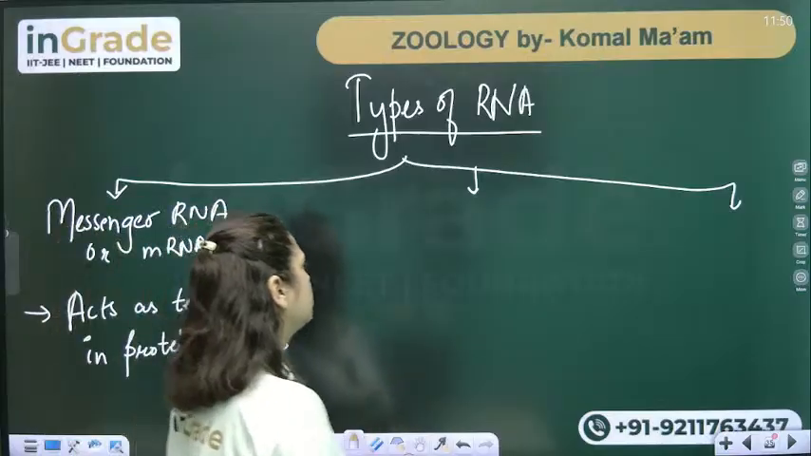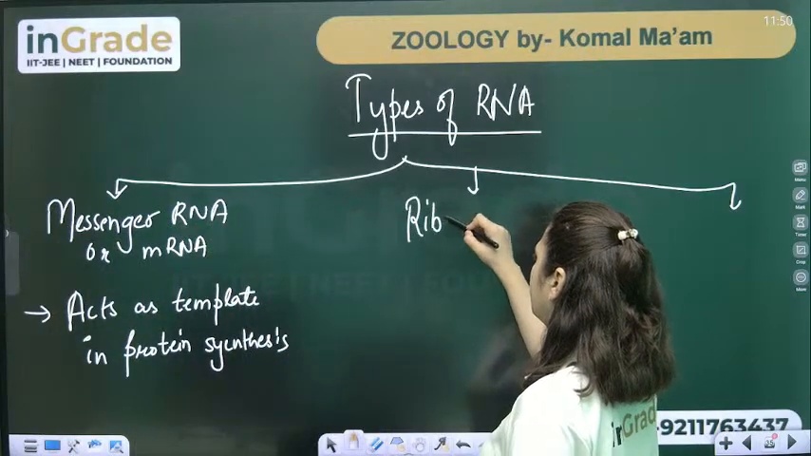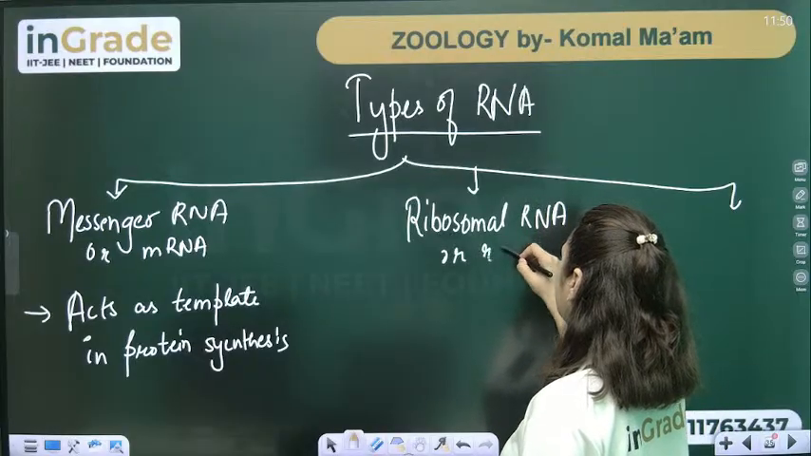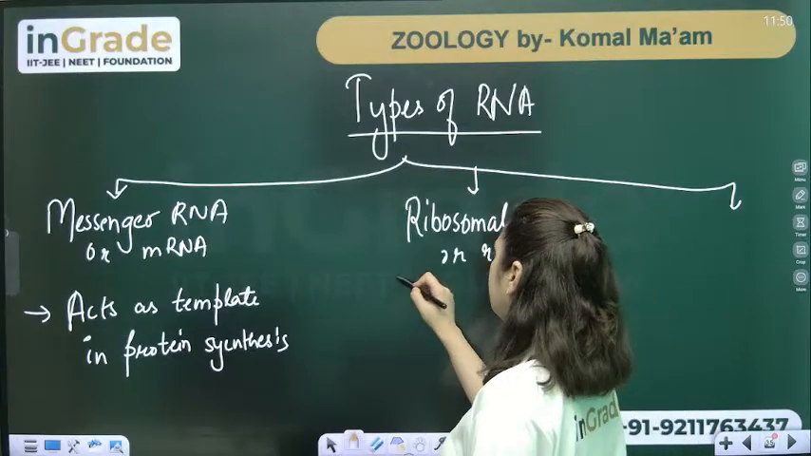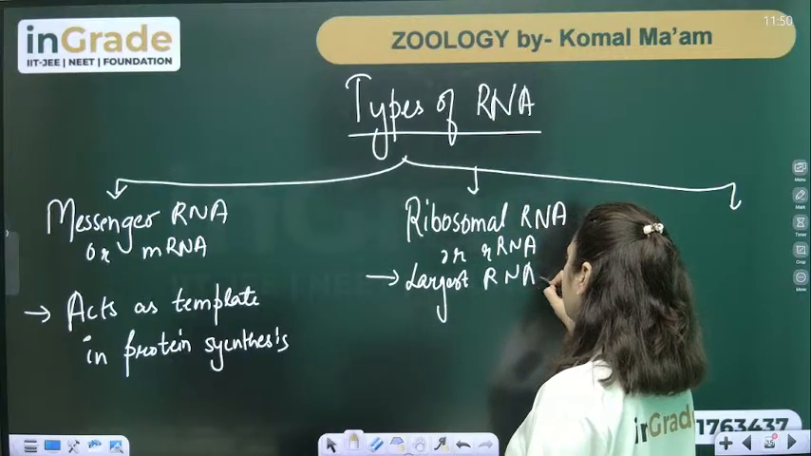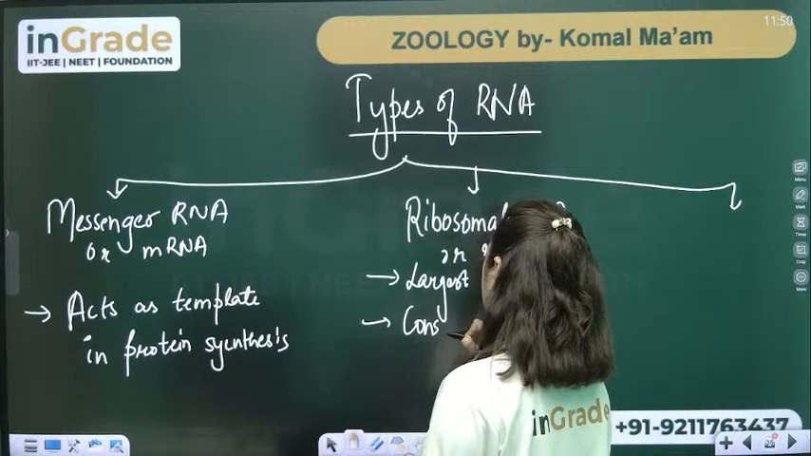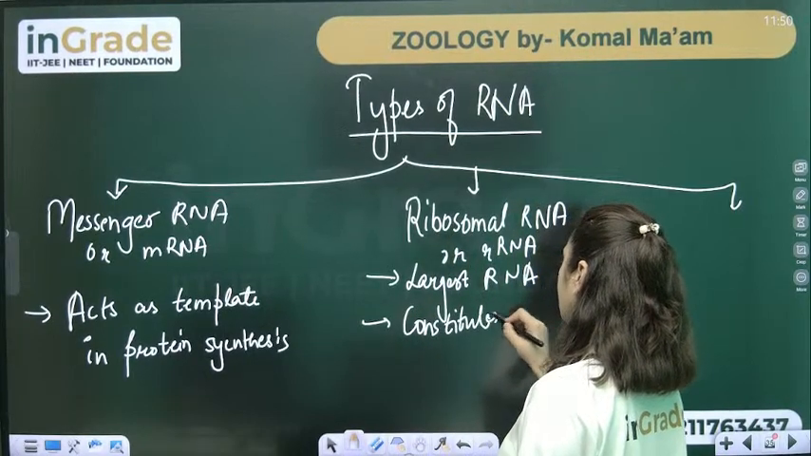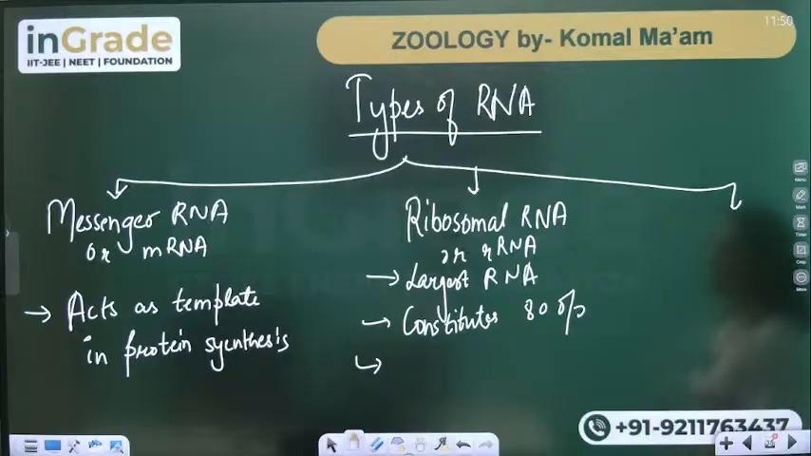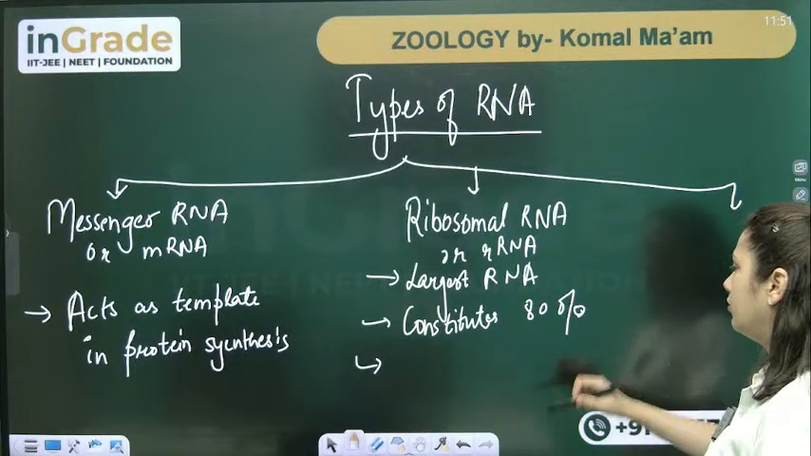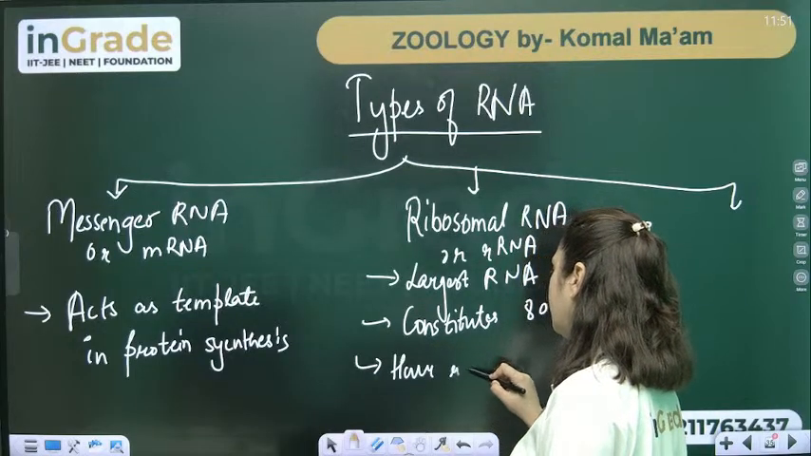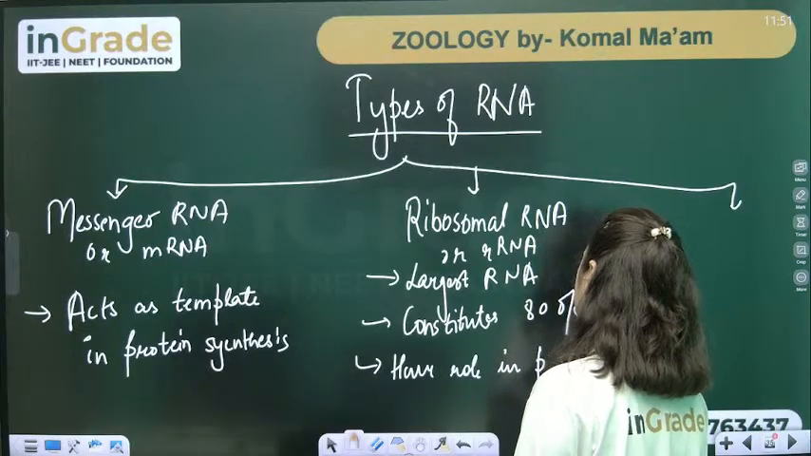Next we have ribosomal RNA, or rRNA. They are the largest type of RNA, constituting nearly 80% of total RNA. They also have a role in protein synthesis.